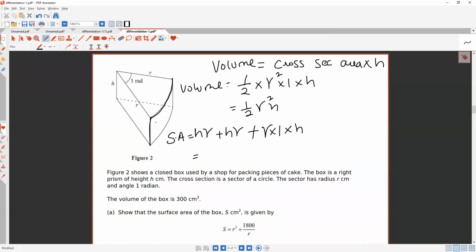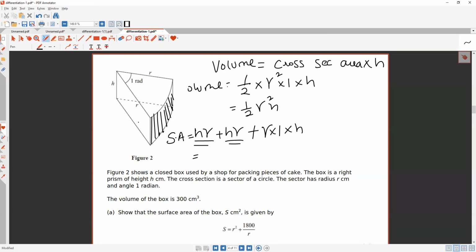If you imagine this properly, you have 4 surface areas here. One surface area is this. Another surface area is this. These are 2 surface areas. We got that. Then the next surface area is this, which is your arc length multiplied by your h. Arc length, which is r theta.